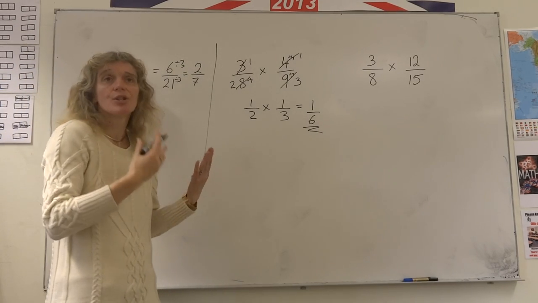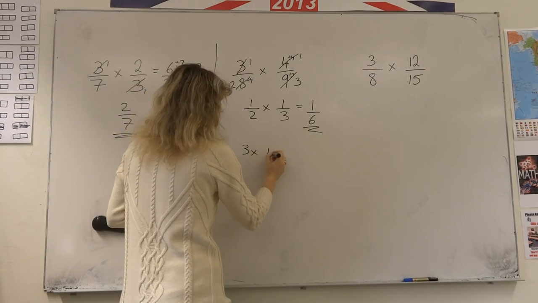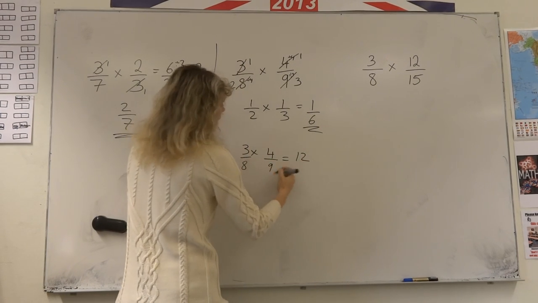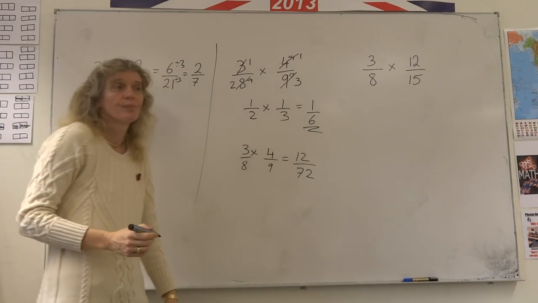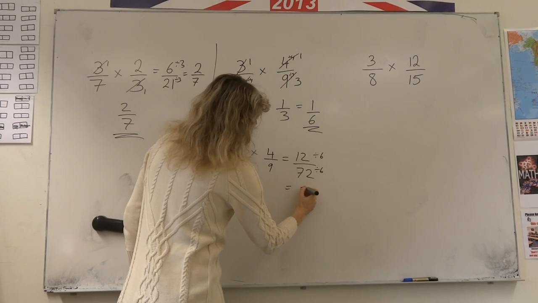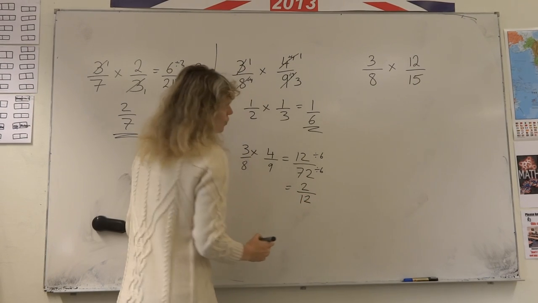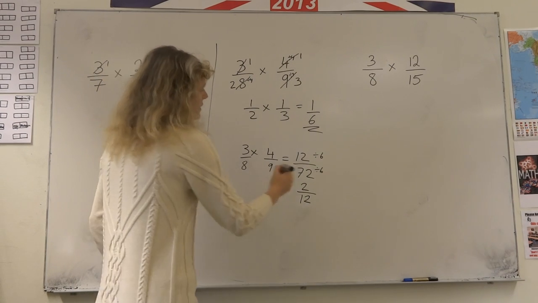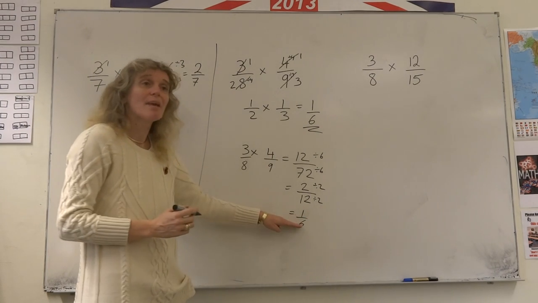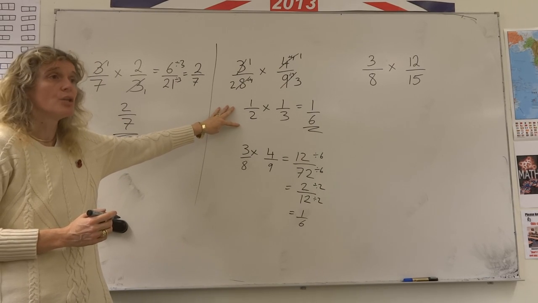As long as you do the same thing to the top and the bottom, you're allowed to do it. We would have got the same answer with the other method. 3 times 4, 8 times 9. So 3 4s are 12, 8 9s are 72. And then we could have divided both of these by 6, giving me 2/12. And then divided that one again by 2, giving me 1/6. I get the same answer here, but this one takes a lot more time. This technique is really quite useful to use.